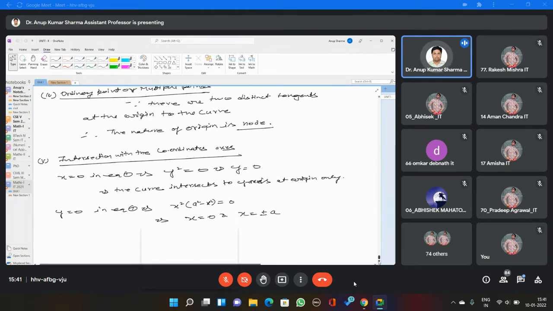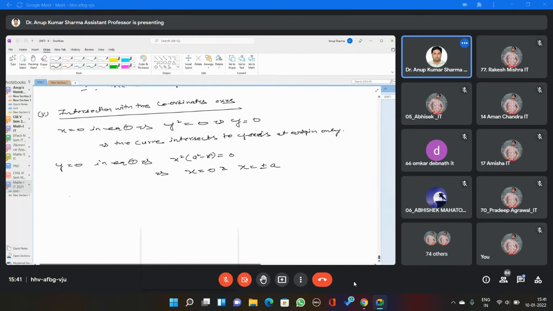So the curve is intersecting the x-axis, sorry, x-axis at coordinate points minus a, 0, 0, 0, and a, 0. Okay, just clear.